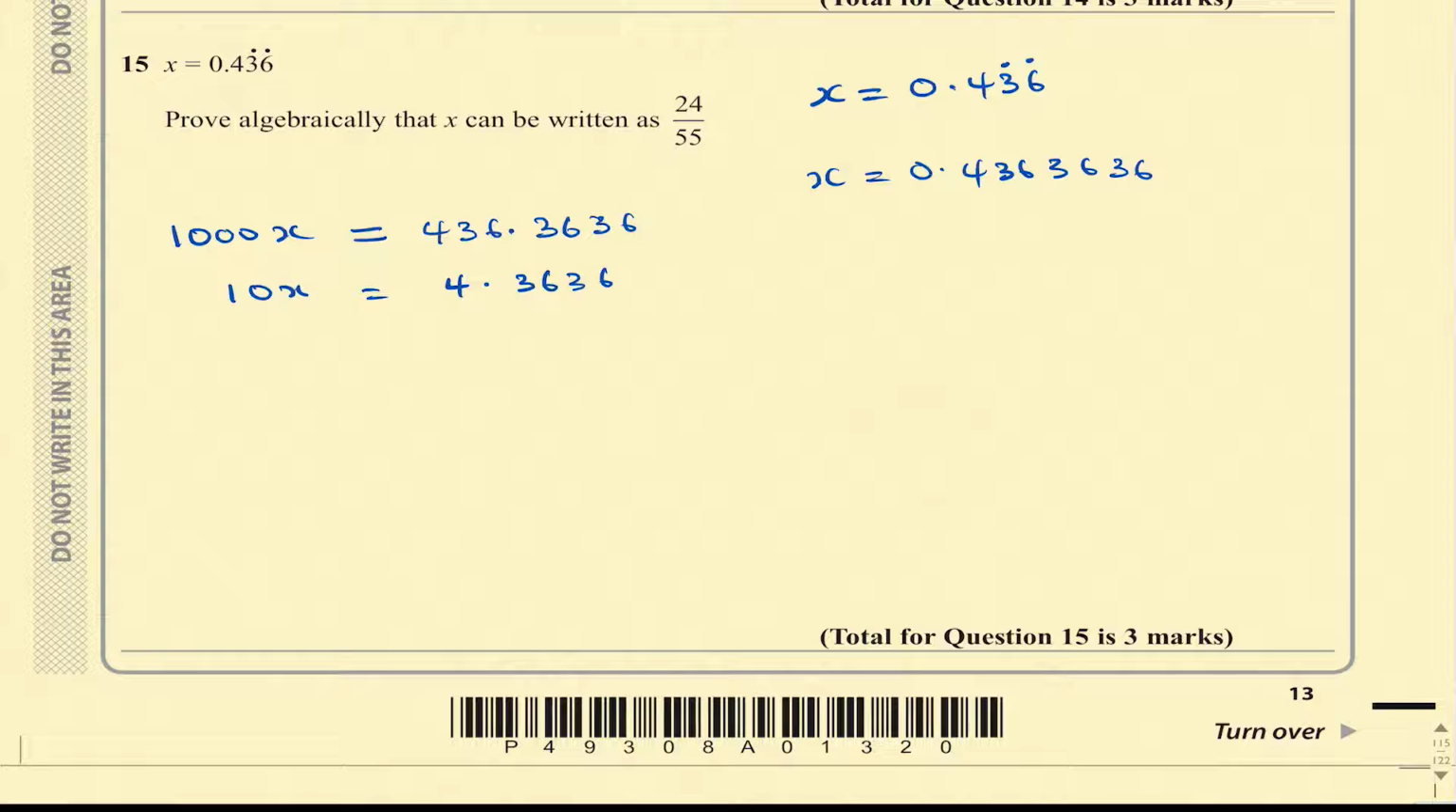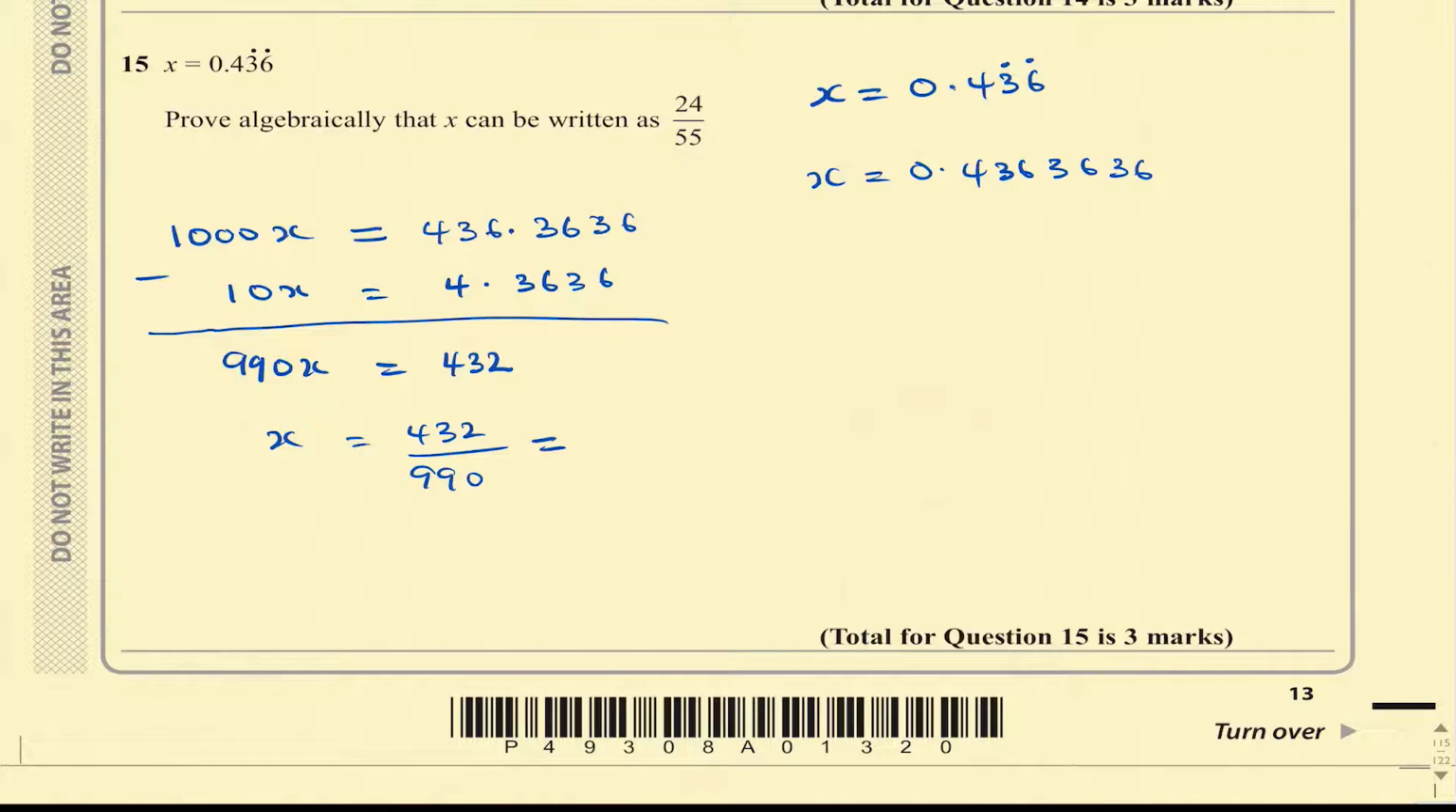Right, so I need to take the difference of these two, so 990x equals 432, because the 3636 will cancel each other out. So, and then I get x equals 432 over 990.